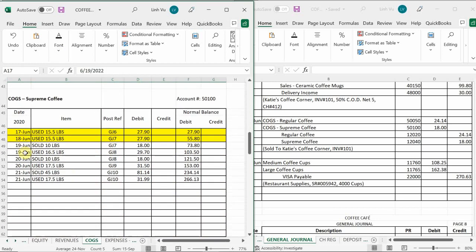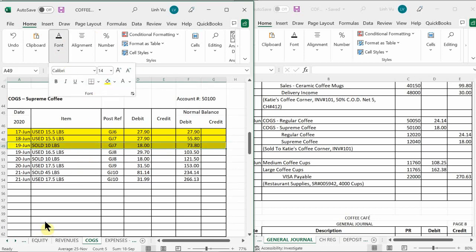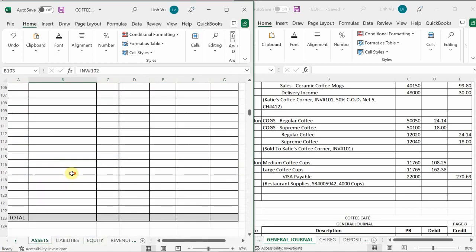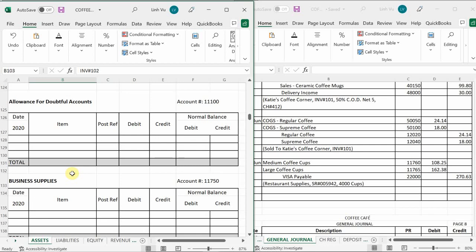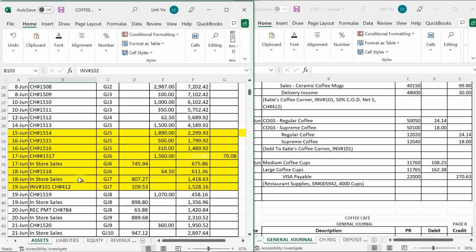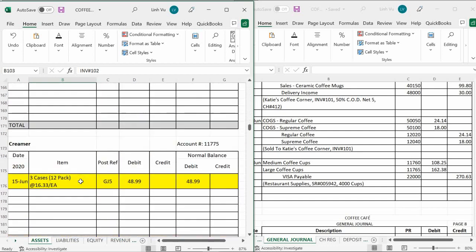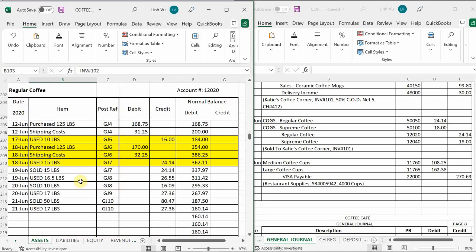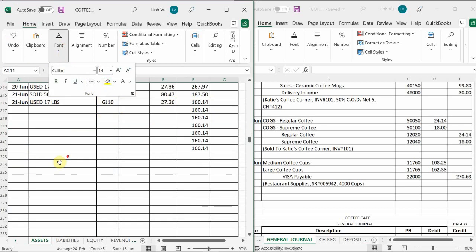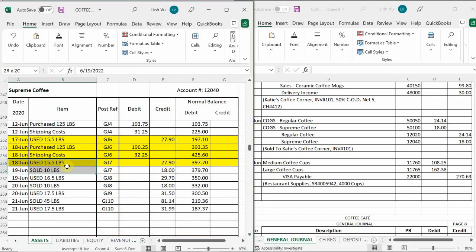$24.14 and we sold for $18. Okay. And of course we had to update our inventory for that. We sold our inventory. So let me see. Here we go. Did we sell? Yep, right here. We did for 24. And then we sold our Supreme for 18. Okay.